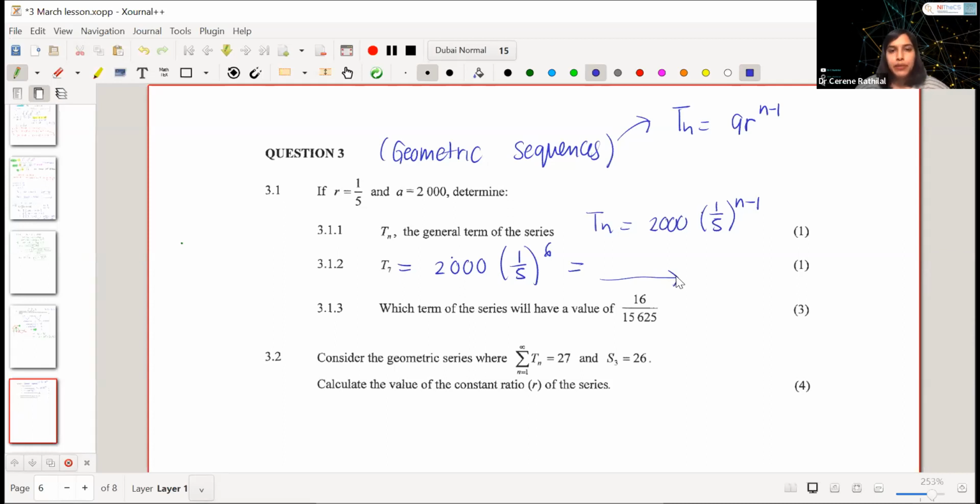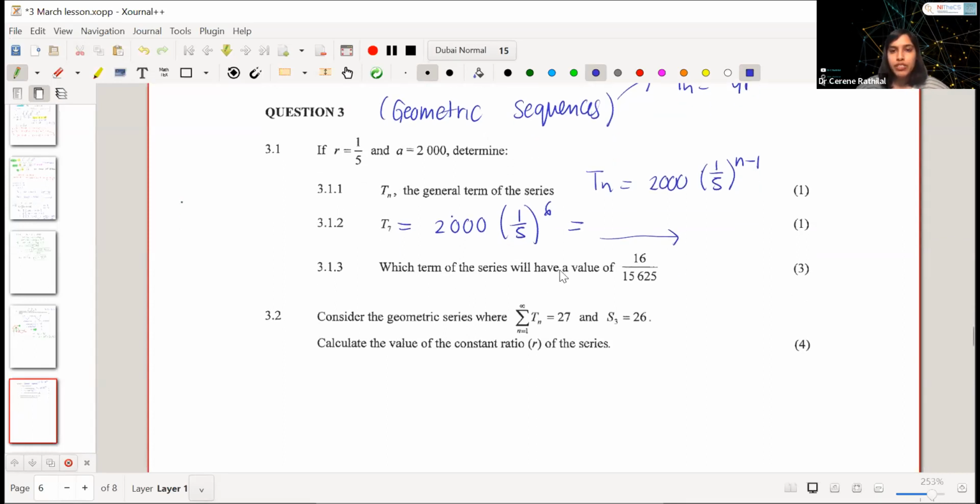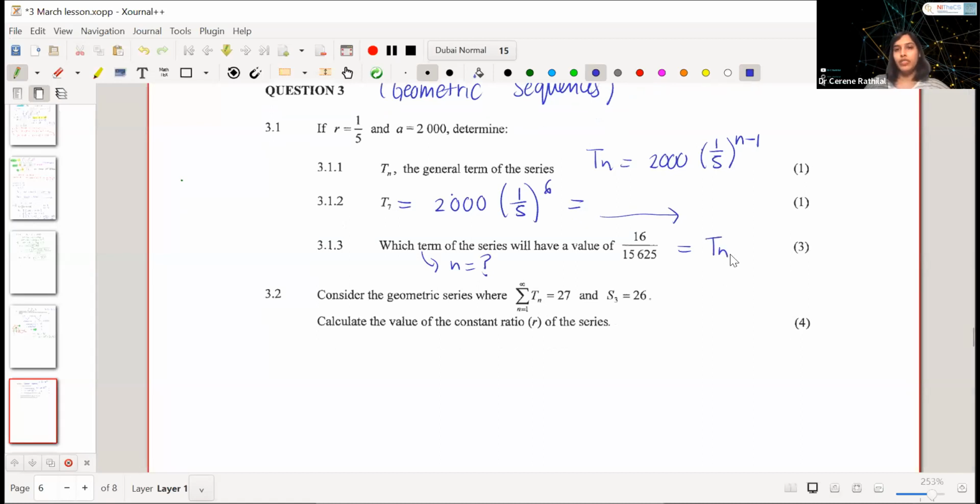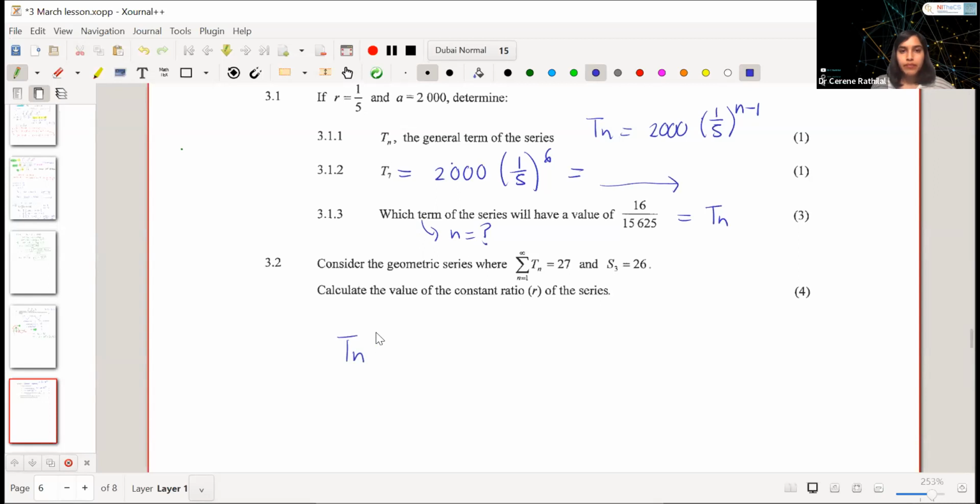Okay, now let's take a look. It then says, which term of the series will have a value of 16 divided by 15,625? So now we want to know, solve for n, which term, i.e. what is n? N is unknown. Which term in the series? Solve for n when 16 divided by 15,625 is equal to Tn. So let's do that. Tn equals this.